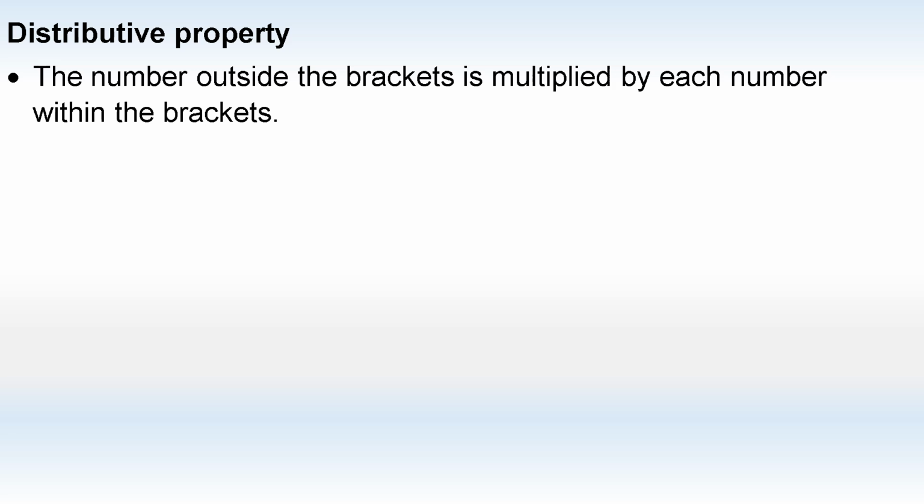Now we're going to look at the distributive property. Now this is when the number outside a bracket is multiplied to each number within a bracket. So if we look at 12 in brackets 4 plus 5. So what we're basically doing here is we're taking the 12 and we're multiplying it with the 4, and then the 12 we're multiplying it with the 5. So we set it out like this. We say in brackets 12 times 4 plus in brackets 12 times 5. So 12 times 4 is 48 and 12 times 5 is 60. So we get an answer of 108.